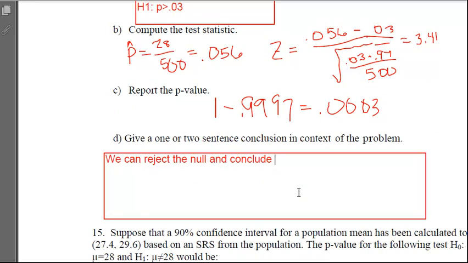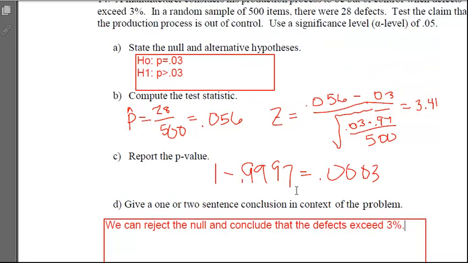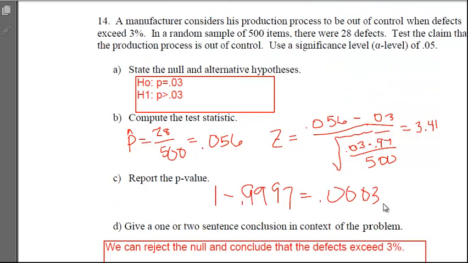So conclude that the defects exceed 3%. Again, you're either answering the question whether the defects exceed 3% with yes or no. If you reject the null, then you would conclude that yes, you found evidence for that. If we didn't, if our p-value was large, then our conclusion would be that we did not.